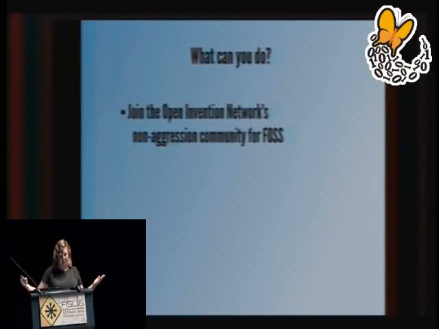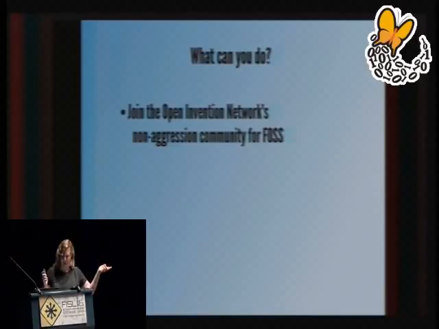One thing you can do is join the Open Invention Network's non-aggression community for FOSS. Where are we at now, Nick? 1,400? 1,400 projects and companies? 1,600. Oh, I must have missed the last memo. So 1,600 projects and companies that have signed an agreement saying that they will not sue each other for patent infringement around free software stuff like Linux and GNU and Android. So that's not nothing. There's a couple really big ones in there that you might expect to have to watch your back on, or might be doing some of the same stuff that you're doing. So it's definitely worth doing.